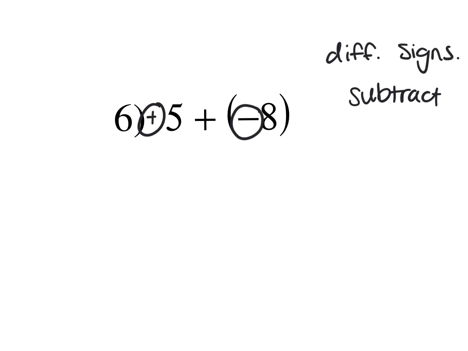Now, the 8 is the larger number, if you ignore the negative. So we do 8 minus 5. Always subtract the smaller number from the larger one. 8 minus 5 gives me 3. Now, remember, you have to follow the sign of that larger number. The larger number was 8. It was negative. So my answer is negative 3.